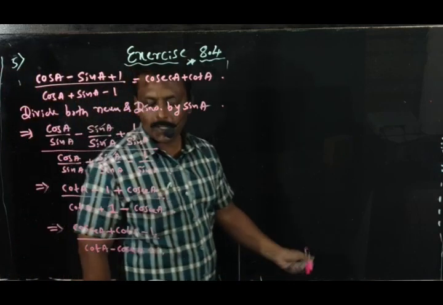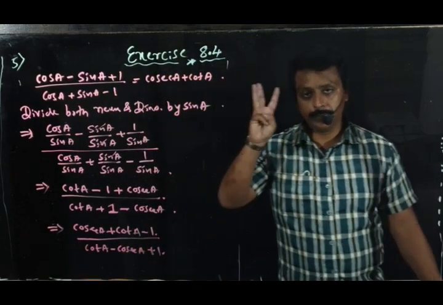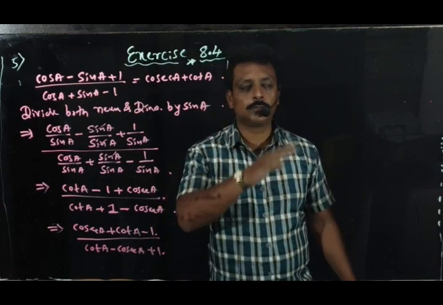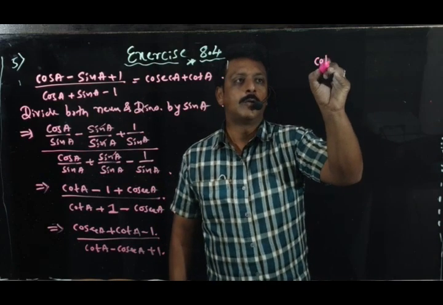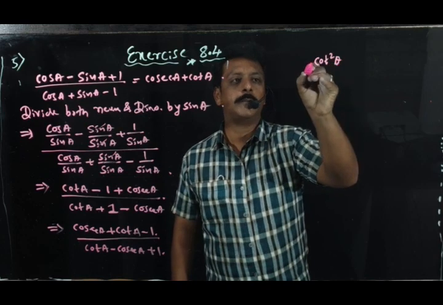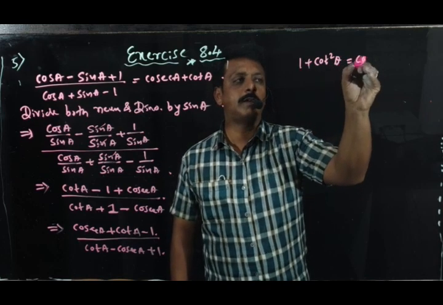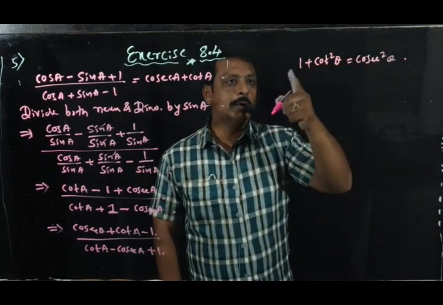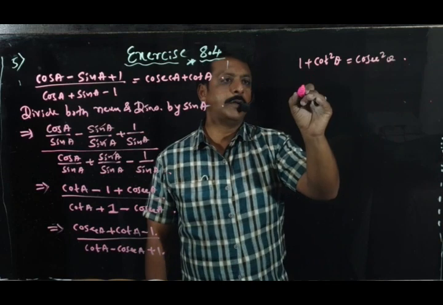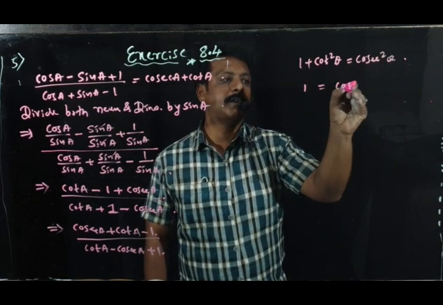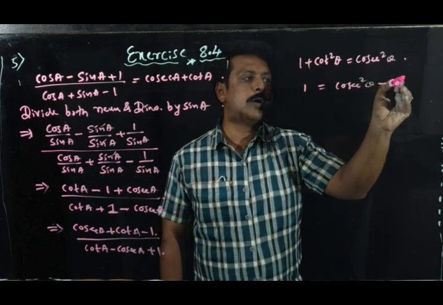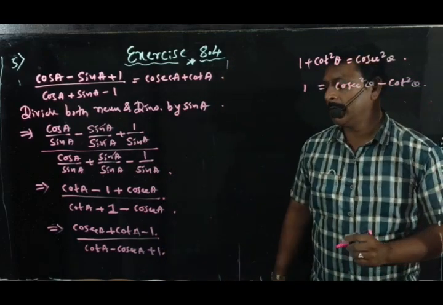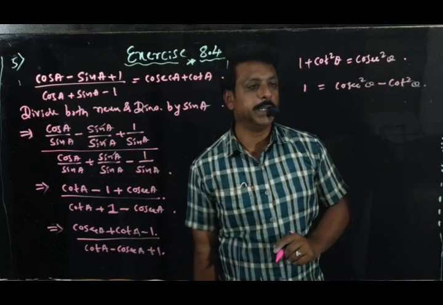Now all of you recall identity number 3. What was identity number 3? Identity number 3 was 1 plus cot square theta is equal to cosec square theta. If you want to get 1 as the answer, send this one to here: 1 is equal to cosec square theta minus cot square theta.